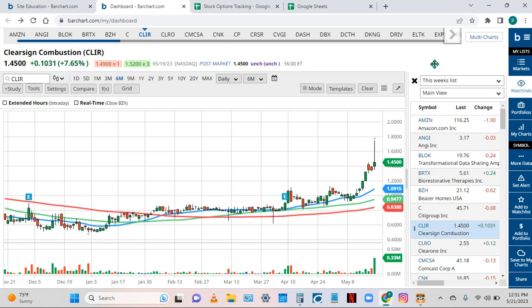CLIR. This was in a consolidation for a long time, and now all 3 moving averages are starting to turn up. We've got a breakout. We've got a confirmed buy setup at the end of the week. I don't like the big topping tail, but that could be more of an anomaly.